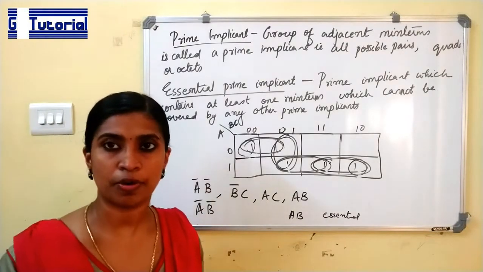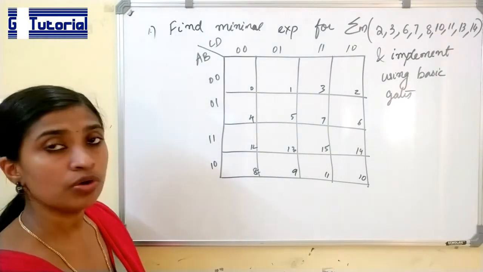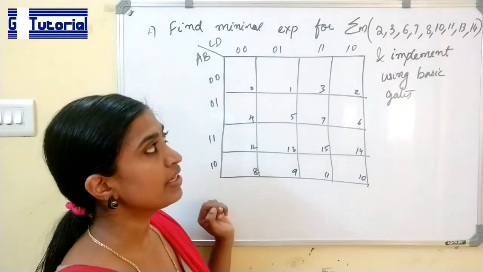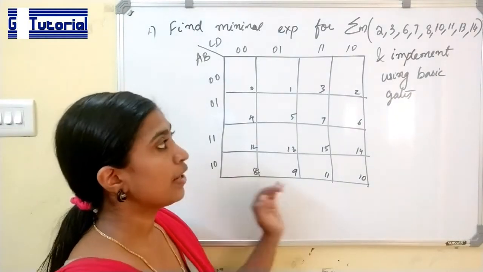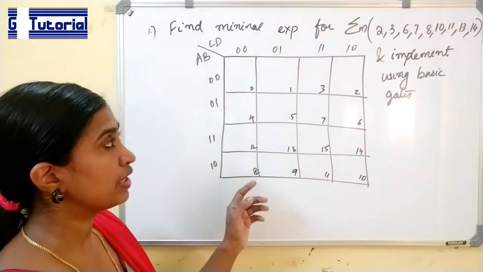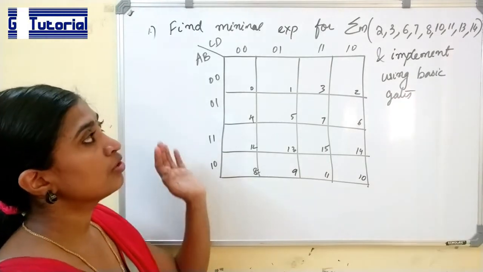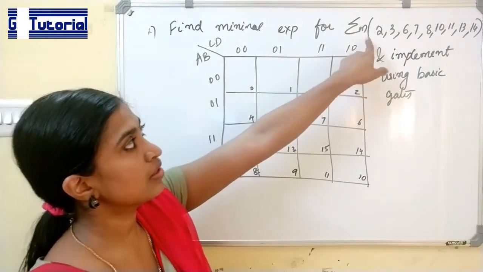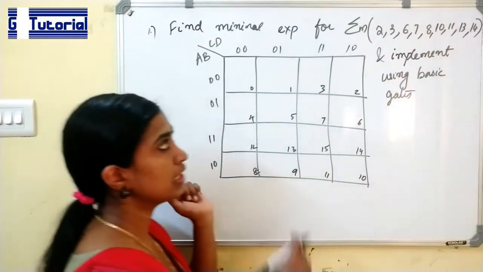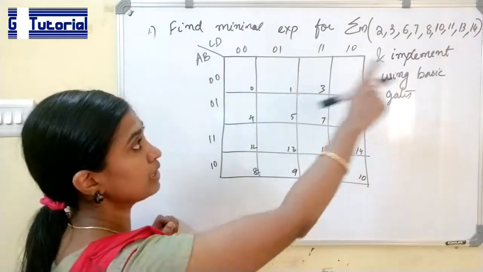Now let us do some more problems. This is the next question. Find the minimal expression for sigma m of 2, 3, 6, 7, 8, 10, 11, 13 and 14, and also implement these using basic gates. So first we have to find the minimal or reduced expression for the given sum of products. That is 2, 3, 6, 7. These are the minterms, so the output is 1 for these minterms.